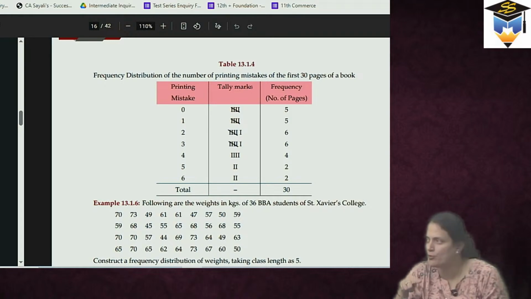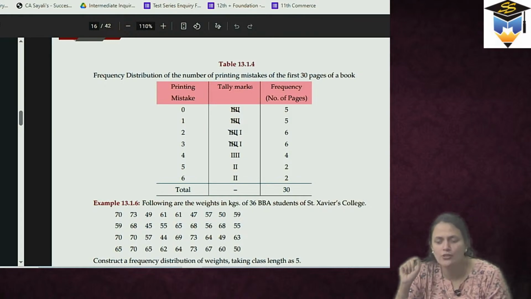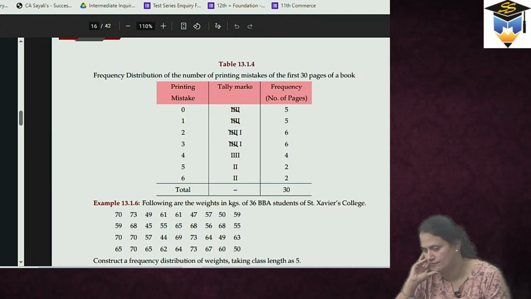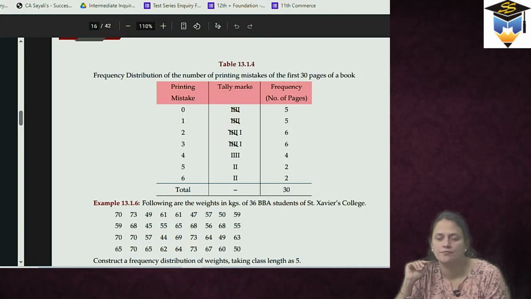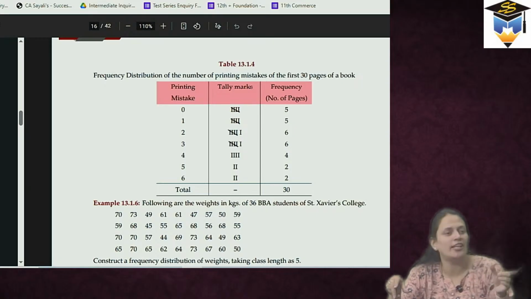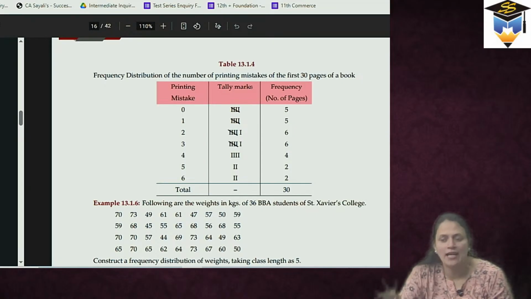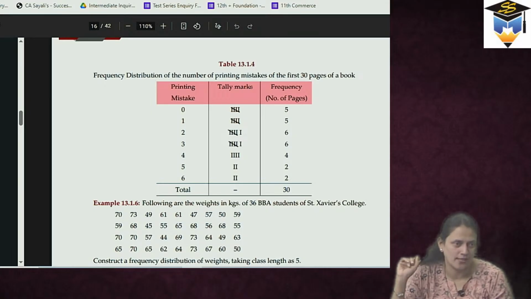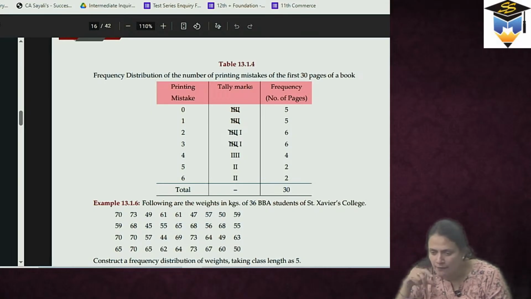For example, 13.1.6, construct a frequency distribution. So find out the smallest value pehle, then find out the largest value. So you will get what is the different values a variable can take. और उसके बाद वो frequency लिखो in the form of tally marks. ठीक है? So the smallest यहाँ पे कौन सा है? 44 smallest है. So 44 लिखो.